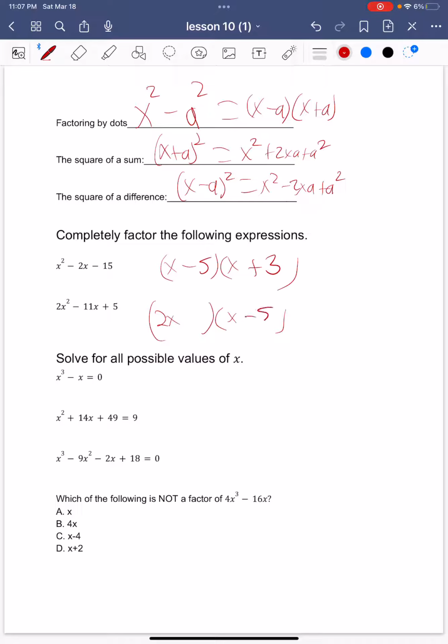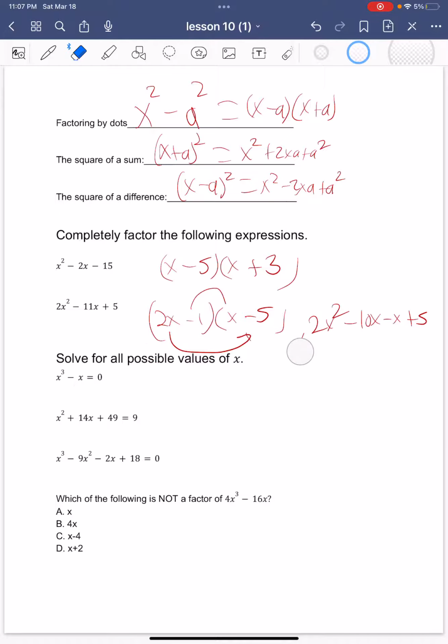So negative 5 and negative 1 work, where when you FOIL this out, you get 2x squared. The 2x gets multiplied by the negative 5, so you have minus 10x. The negative 1 gets multiplied by the x, so you have minus x. And then the negative 1 and the negative 5 multiply to positive 5. So that becomes 2x squared minus 11x plus 5.